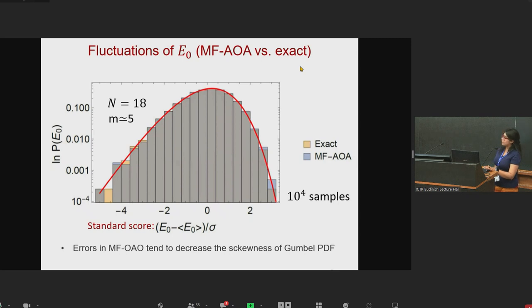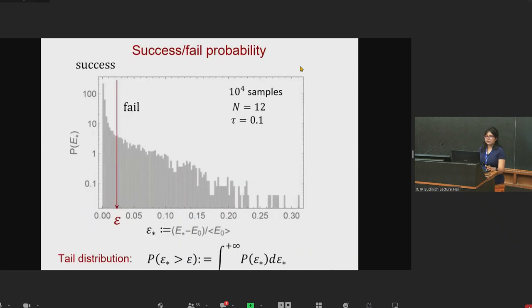On top of this histogram, we have plotted another histogram, which plots the standard score of the minima that we obtain from our algorithm, and we see that this also follows a Gumbel distribution, albeit with decreased skewness due to errors. Now, in this graph, we have plotted the probability distribution of the minimum that we obtain from our algorithm.